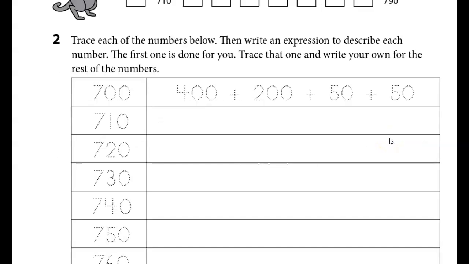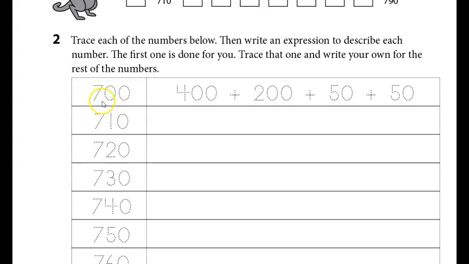For number 2, it's going to look a little different than it has in the past. Instead of drawing a line to connect the number to the correct expression, you are going to write an expression to describe each number. The first one is done for you. Trace this one and then write your own for the rest of the numbers.